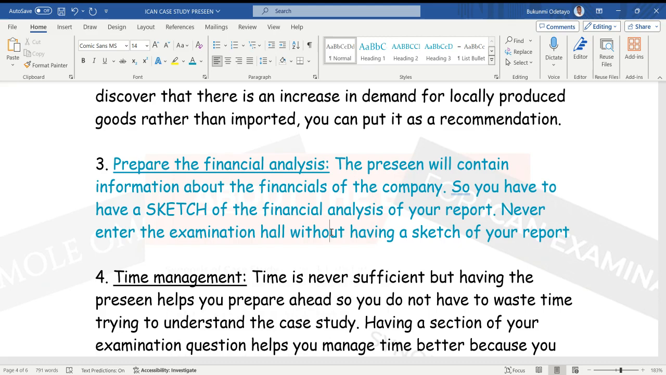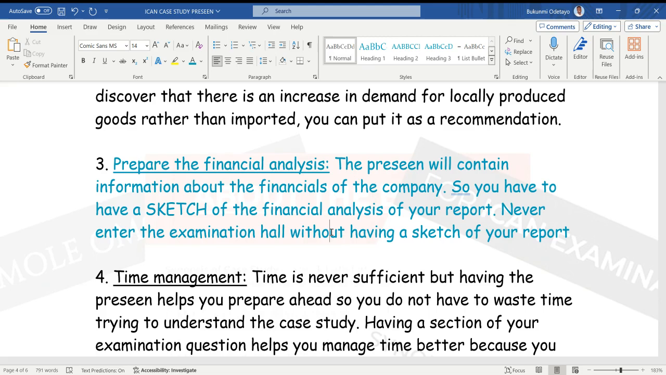So you can go through previous ICAN questions and look at them. Oh, they have talked about a contract before, in November 2019, or November 2020, or November 2014. Check it out. Look at the examiner's comments and the examiner's marking guide attached to the past question. Read through it. Who knows? They can actually ask you something very similar. So it's going to help you.